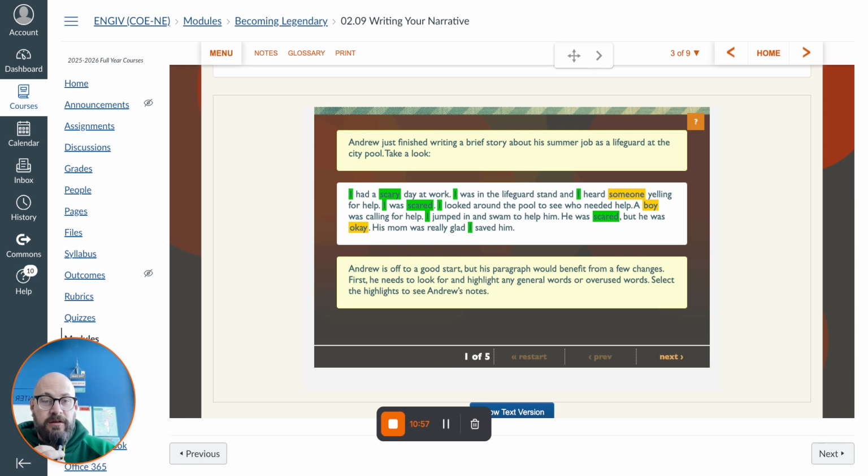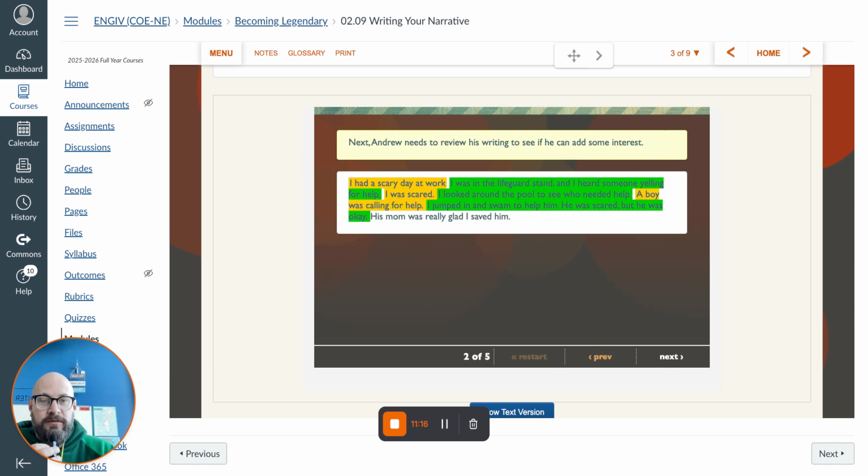Scary, scared, scared. In yellow, someone, a boy, okay. These are lower tier words. They're very simple. They get the job done, but they could be changed. Let's see how they decided to treat this. Okay, next, Andrew needs to review his writing to see if he can add some interest.